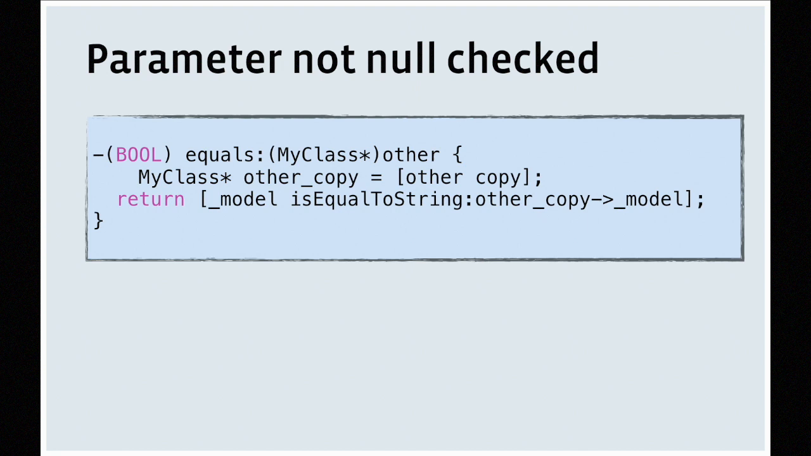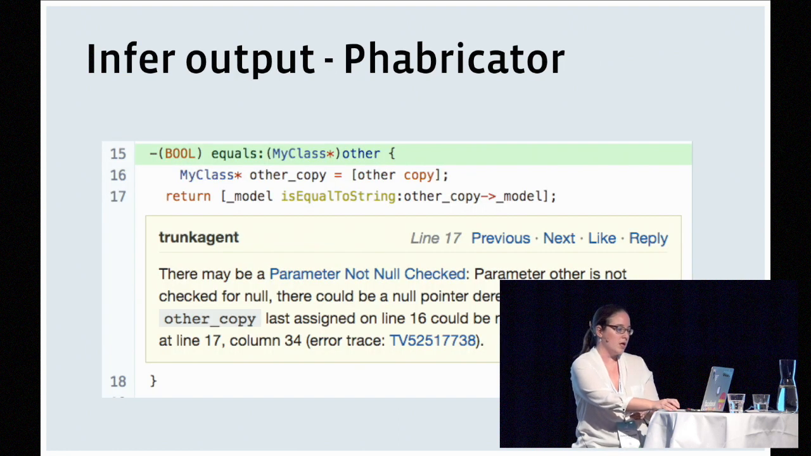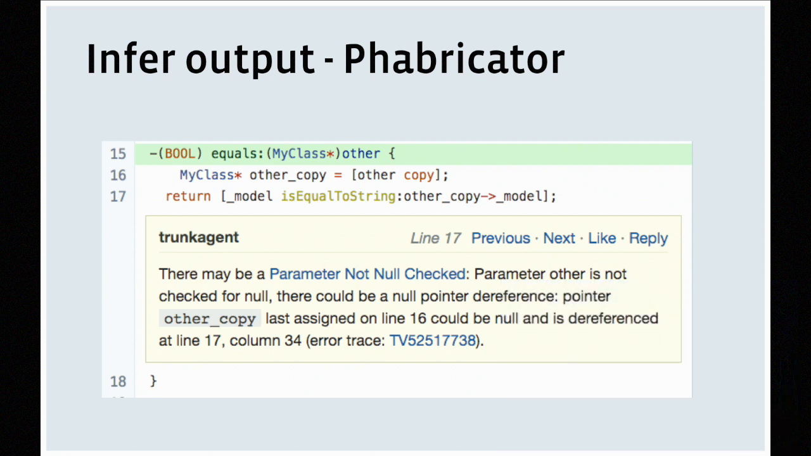I'm going to show you some examples of the kind of bugs that it finds. This is the method I showed earlier. It's an equals method that has an argument order. It first copies the argument and then checks for equality of the field model with the order copy model. What it tells you there is not a real bug, but it is something that you may need to check: whether the method is being called with an argument that is null or not.